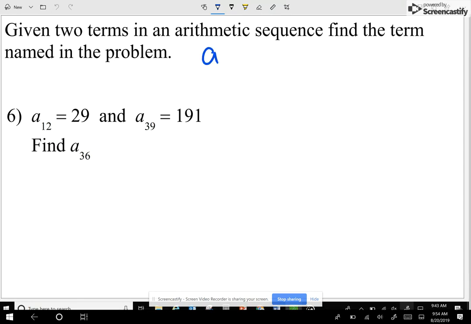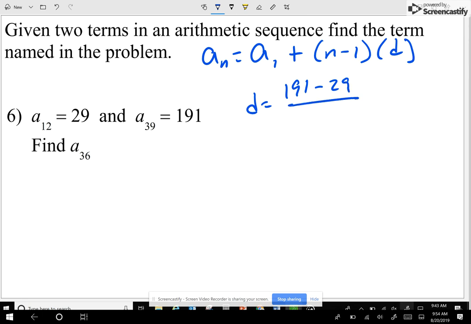Once again, our formula is a sub n is equal to the first term plus n minus 1 times the difference. I don't know a sub 1 and I don't know the difference. Let me figure out what the difference is. From 29 to 191, I'm going to subtract those two numbers: 191 minus 29. I subtract starting from the later number, 191. And in this case, I'm going to divide this by 27. And the reason for 27, I'll even write in parentheses, 39 minus 12.